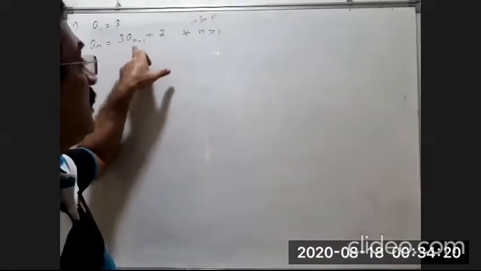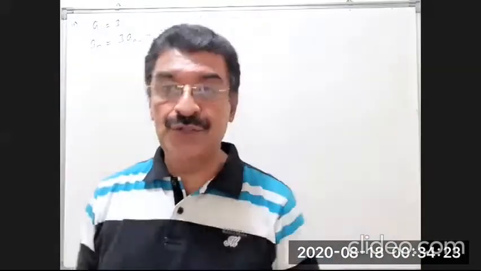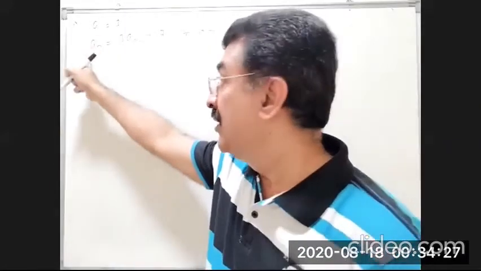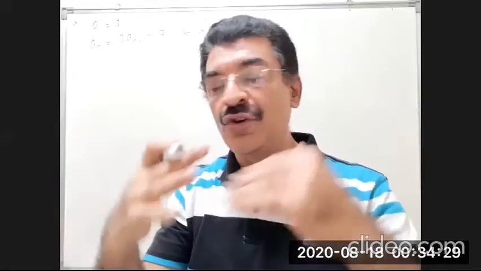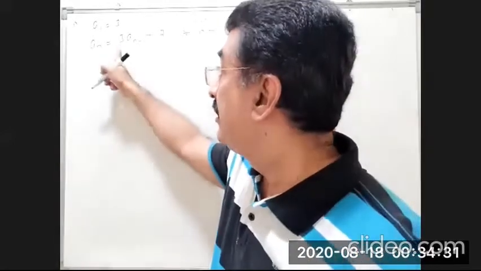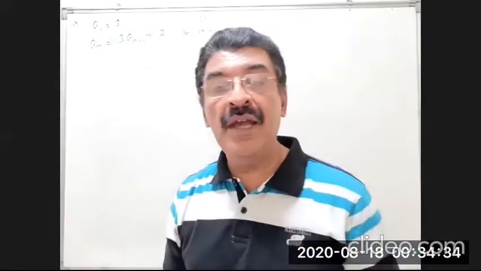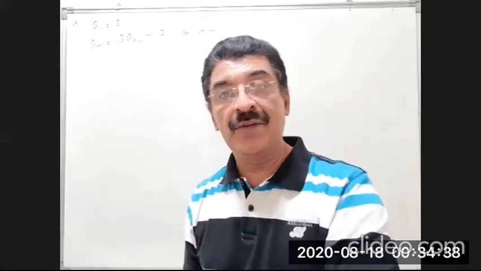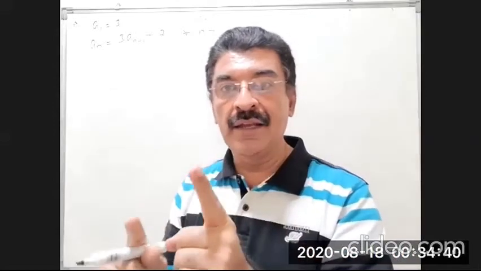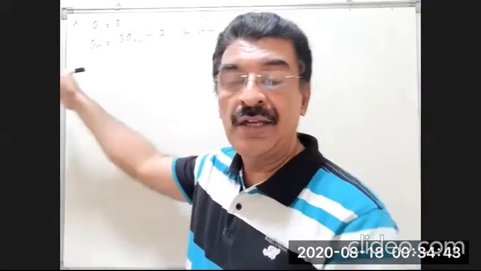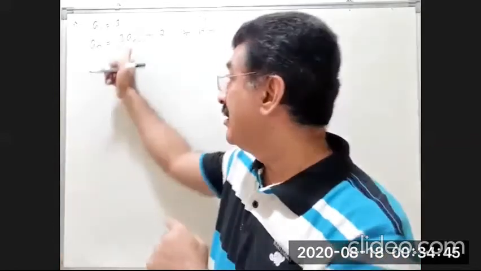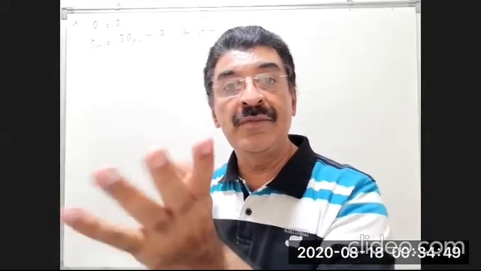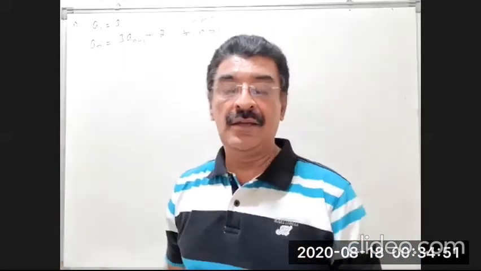a_n is 3 times a_(n-1) plus 2. If you are reading this in words, a_n means nth term or any term. 3 times a_(n-1). a_(n-1) means the previous term. If n is 10, a_10, 10 minus 1 means a_9. That means a_(n-1) is the previous term of a_n.